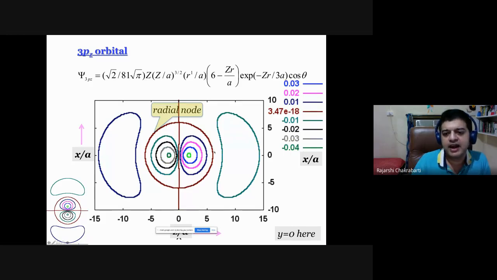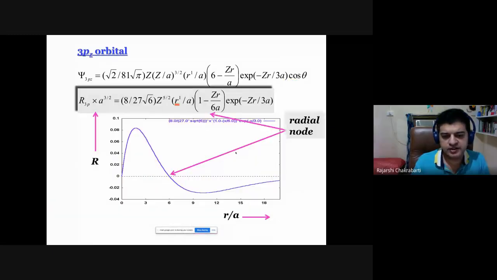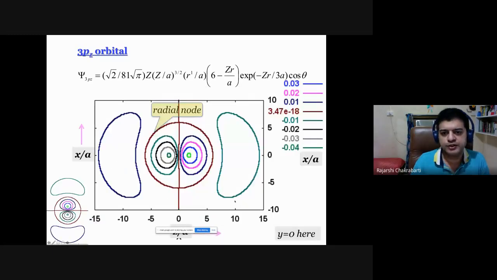And then if I go beyond that, what will be the radial part of the wave function, what will be the value? It will be negative, sir. Let's go back and check. It will be negative, and eventually it will become positive and approach 0 asymptotically. So basically you have plus, minus, and one angular node and one radial node.